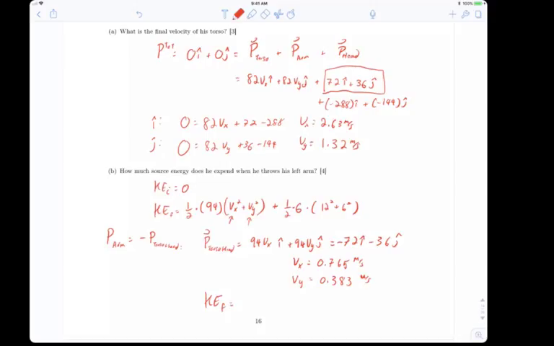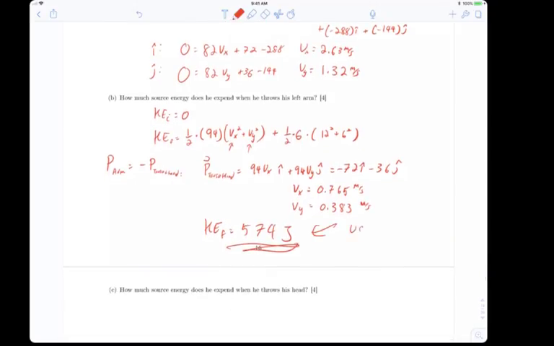It's going to be 0.765 times 0.765 plus 0.383, joules. So he used this much source energy. The trick here is that he's not just going to put kinetic energy into his arm because of the conservation of momentum. He also has to give his torso some kinetic energy.